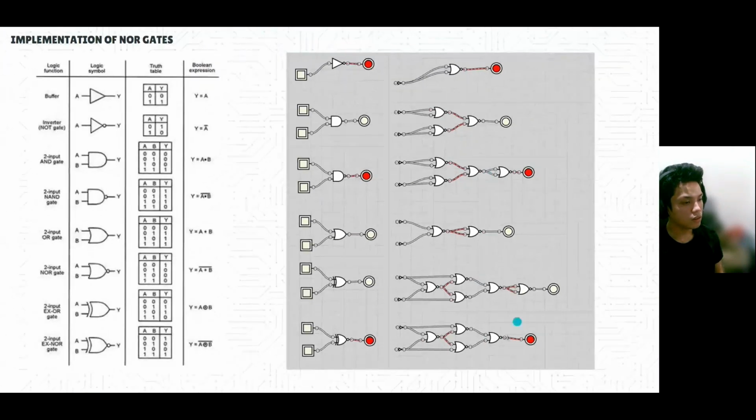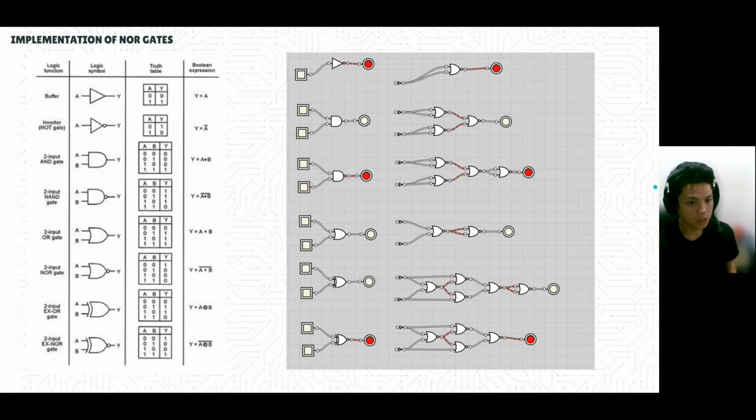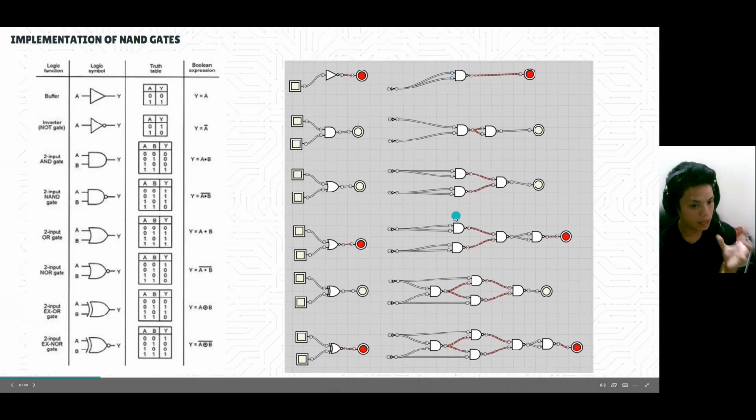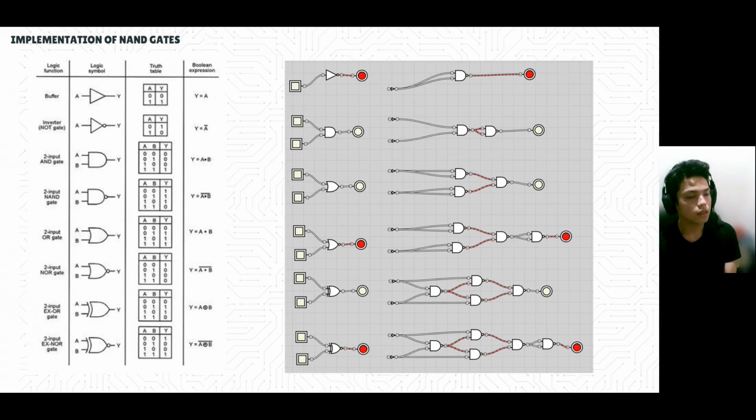So, dito naman sa NOR gates, ganun din. So, in conclusion, NAND and NOR gates are considered as universal gates due to their ability to simulate the functionality of all other gates. Kita nyo naman dito. At this part, lahat sila NOR gates. At dito naman, at this part, lahat sila NAND gates. And that's all. Next reporter na po.